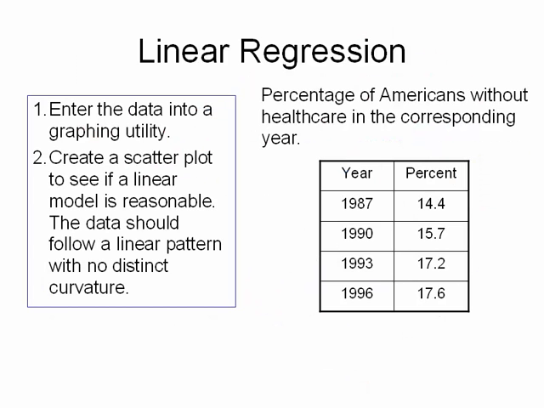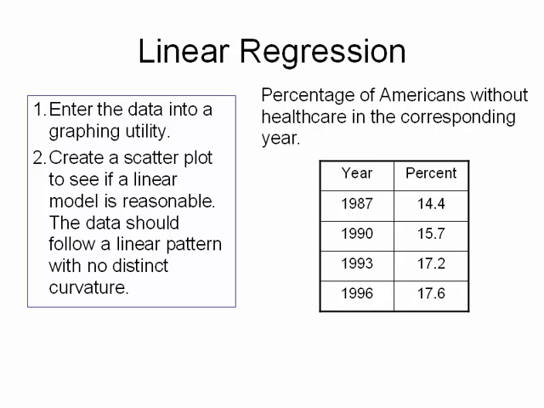If we're going to perform linear regression, we need a general way of approaching this. What I have here is a table with years and percent, the percent of Americans without health care in each corresponding year. So in 1987, 14.4%, 1990 has 15.7%, 1993 has 17.2%, and 1996 has 17.6%.